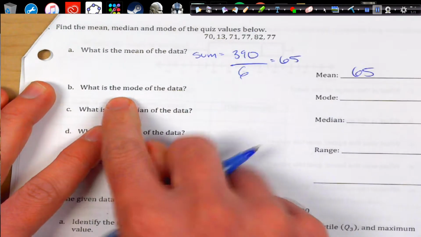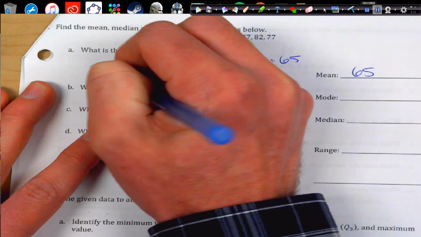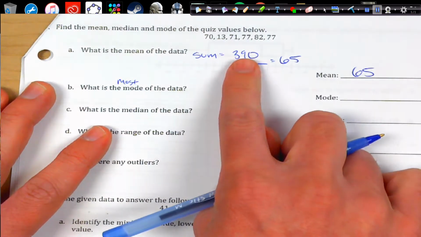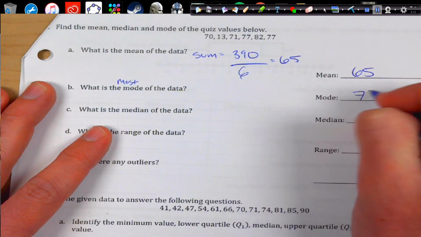The mode, the most common. So we see 77 twice. So our mode is 77.